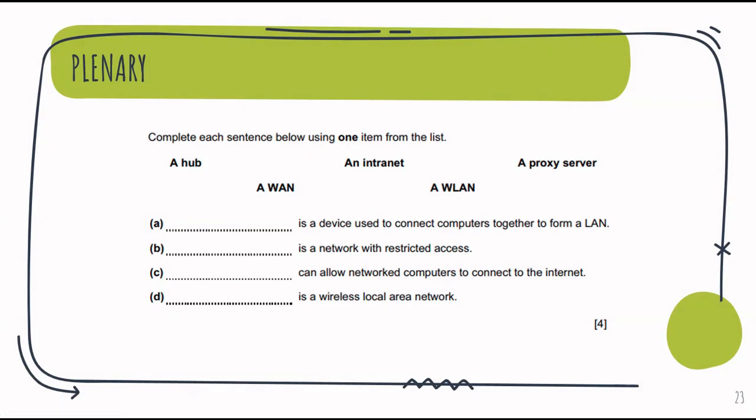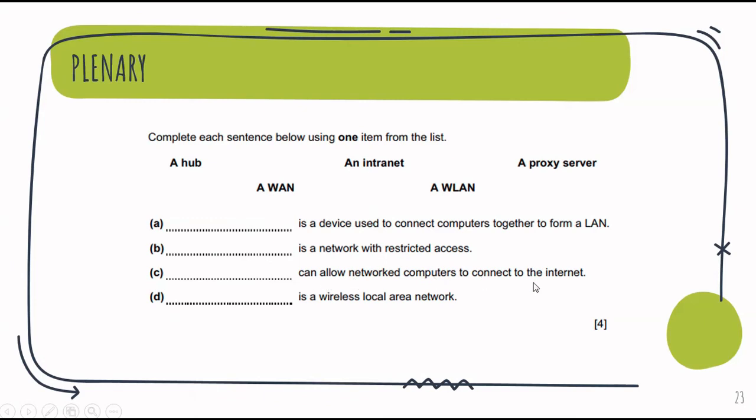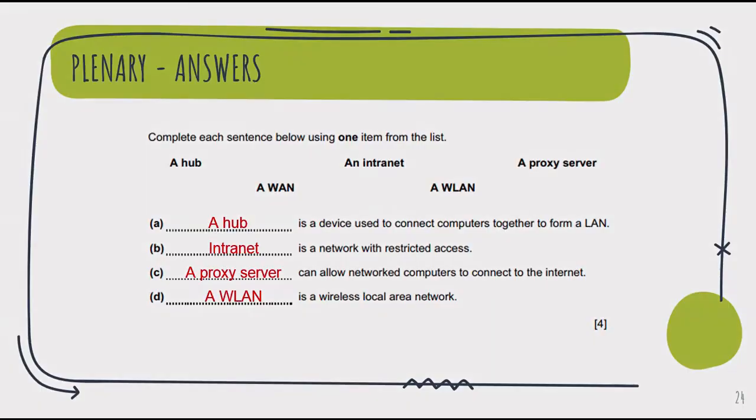Now let's go back to the question we started with at our starter. What is the device used to connect computers together to form a LAN? Yes, it will be a hub or a switch. In this case we have hub given, so the answer is hub. A network with restricted access is called an intranet. A proxy server can allow network computers to connect to the internet, and a wireless local area network stands for WLAN.